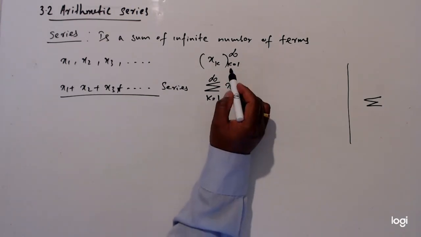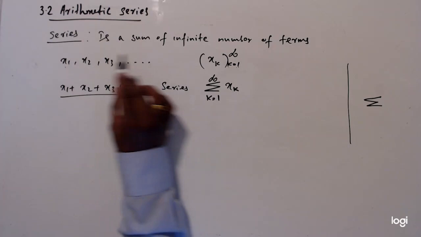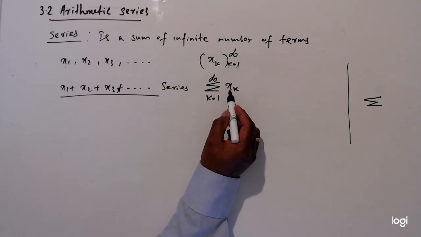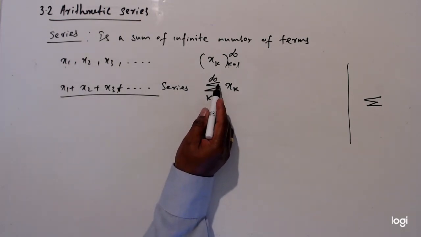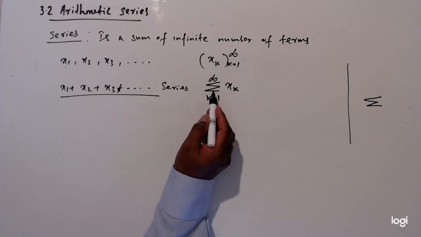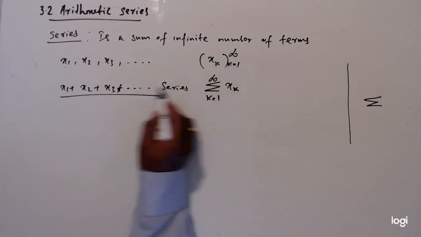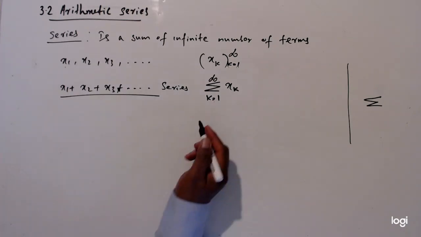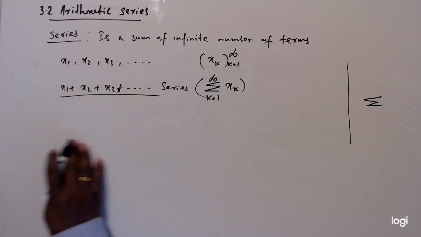Here, the command is given: k equal 1, x1; k equal 2, x2; k equal 3, x3. Likewise, xk, when k equal 1 is x1, then the command of this sigma or summation symbol is to add, then k equal 2, x2, then add k equal 3, x3, likewise. So this is the short form we can write of the series.